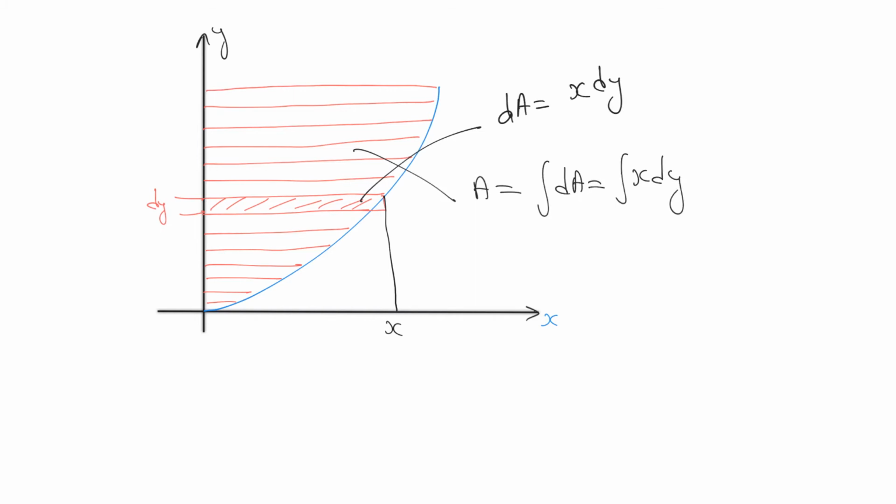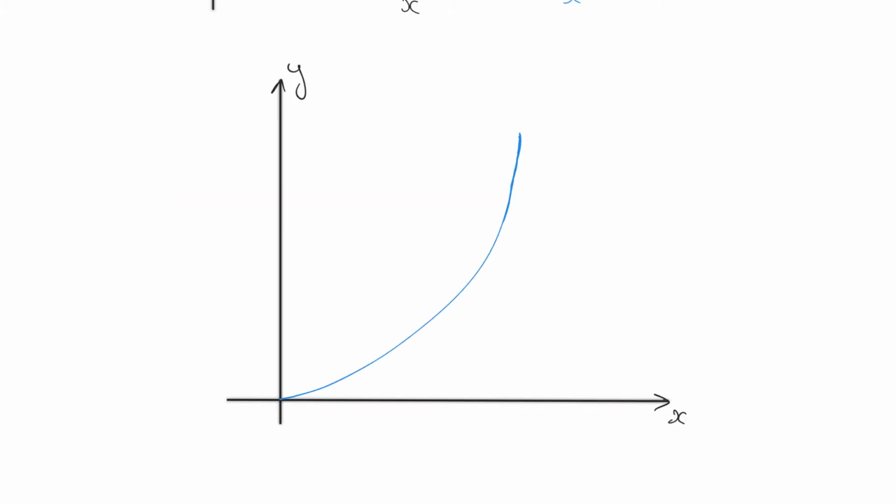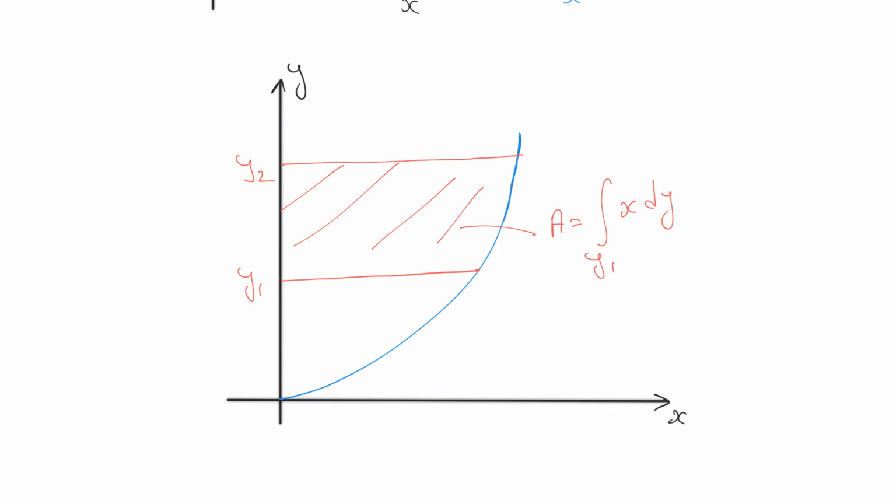And here also, if you'd like to find out the area within some specified limit, let's say our aim is to find out the area between these two regions, on this part, so the value of y is changing from y1 to y2. So we can write the area of this region will be equal to integration of x dy, and the value of y is changing from y1 to y2.